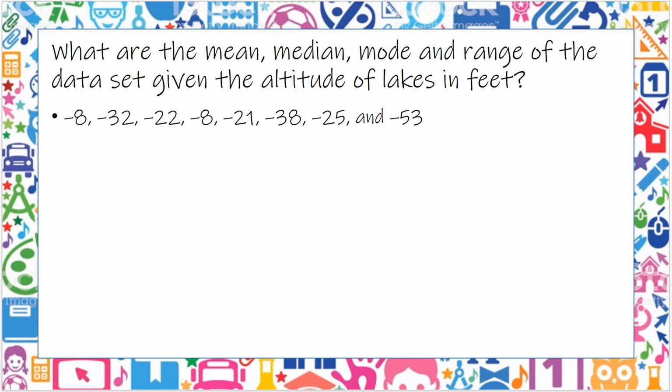What are the mean, median, mode, and range of the data set given that deals with the altitude of lakes in feet? The first thing we're going to do is put these in order from least to greatest. I know negative 53 is the least, then negative 38, negative 32, negative 25, negative 22, negative 21, and then our two negative 8s.